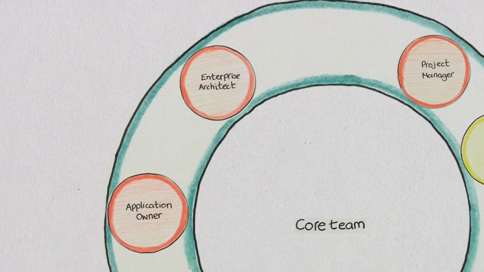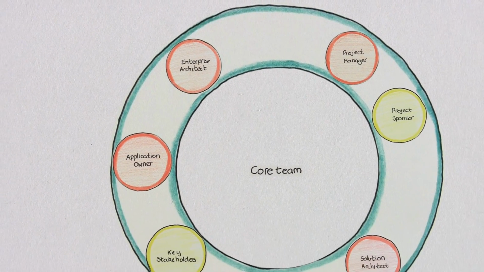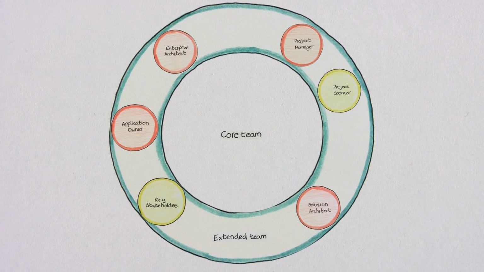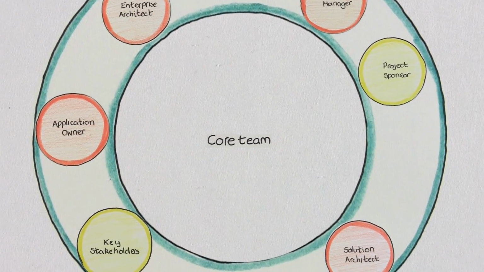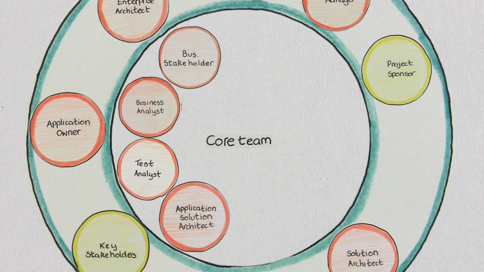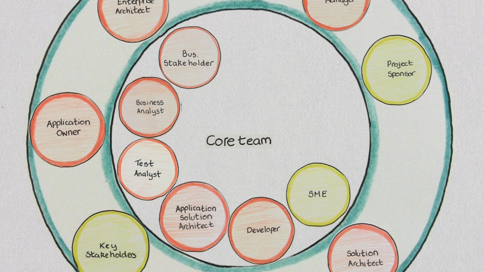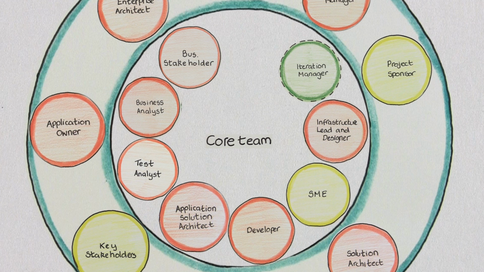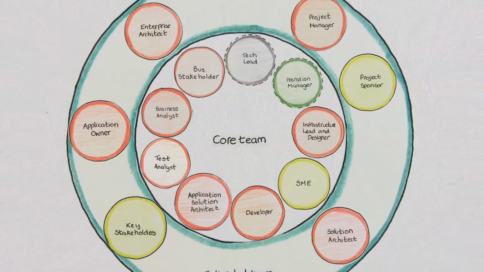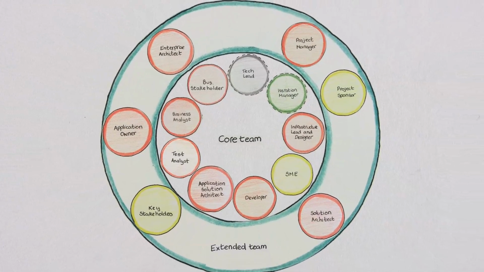The core team are involved in the day-to-day running of their project, through each iteration, and are typically co-located. Roles within the core team are typically business stakeholder, business analyst, test analyst, architect, developer, subject matter expert, and infrastructure lead and designer. The core team can also contain virtual roles like the iteration manager and technical lead. These virtual roles are not full-time and can be played by any of the core team members that have the required skills.